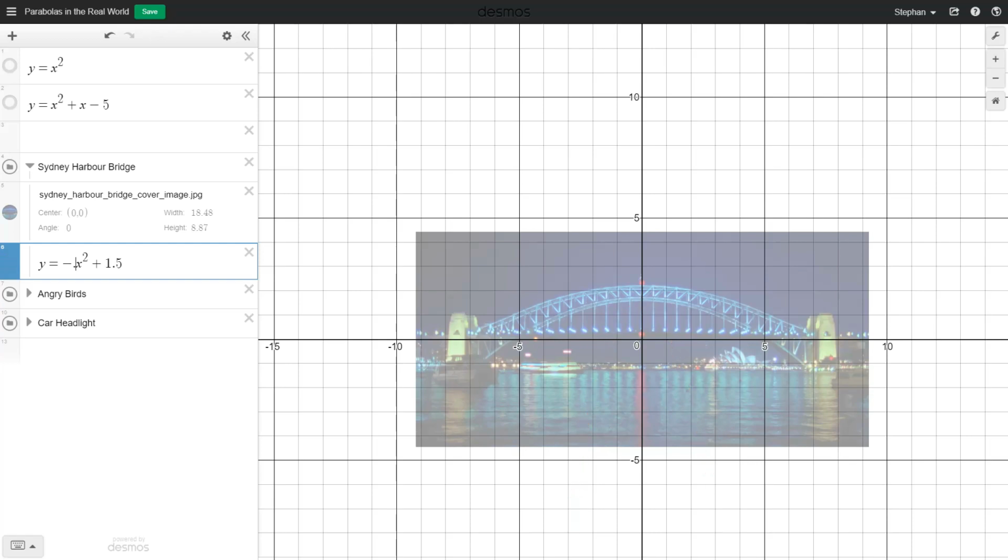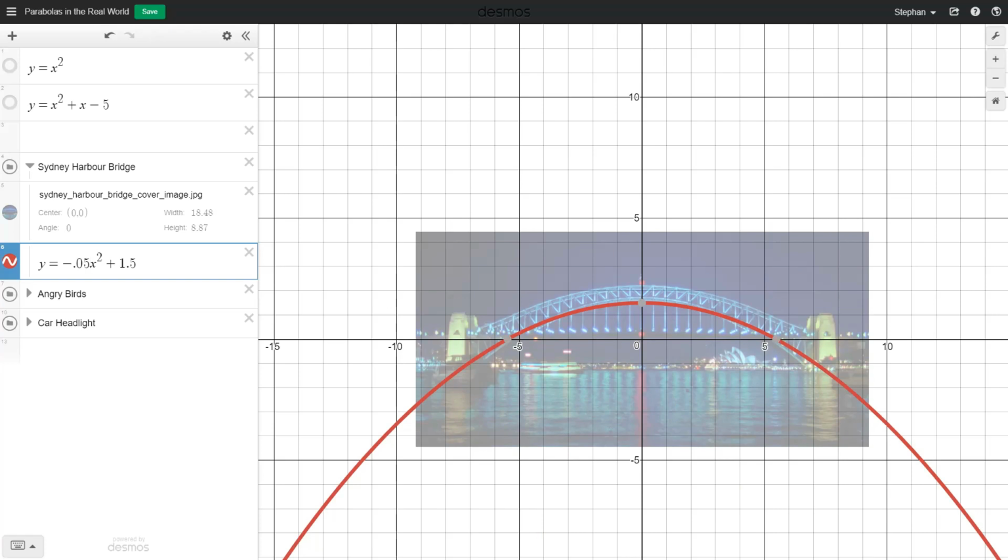So if I pick 0.5, you see it gets a little bit wider, but not quite enough. So if I pick 0.05, that looks much better. It's starting to look almost exactly like that curve of that bridge. And the point of this exercise is to show you that parabolas aren't just a mathematical principle. They exist in the real world.